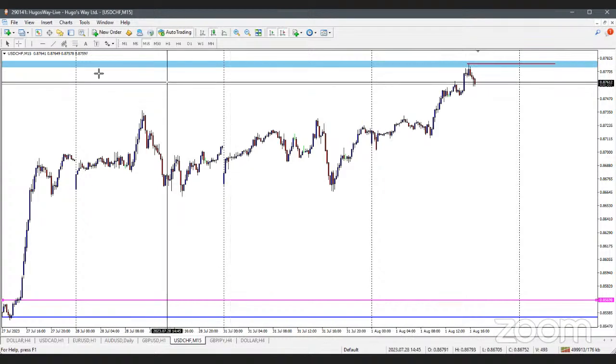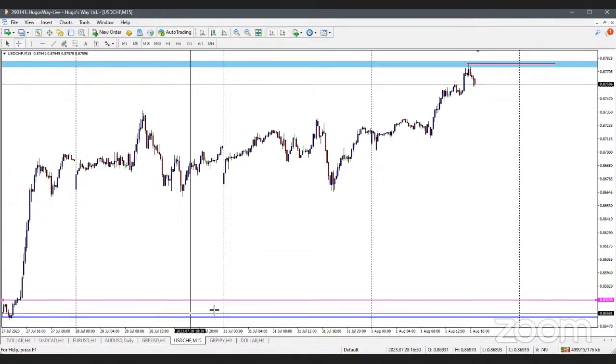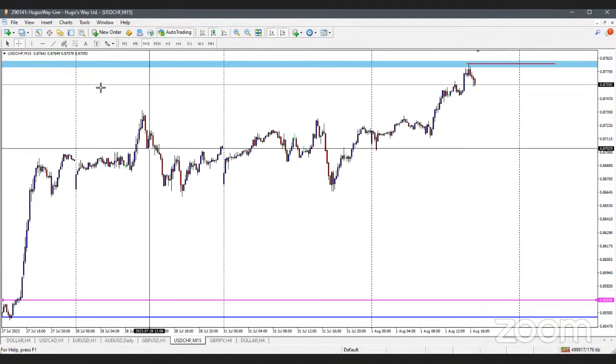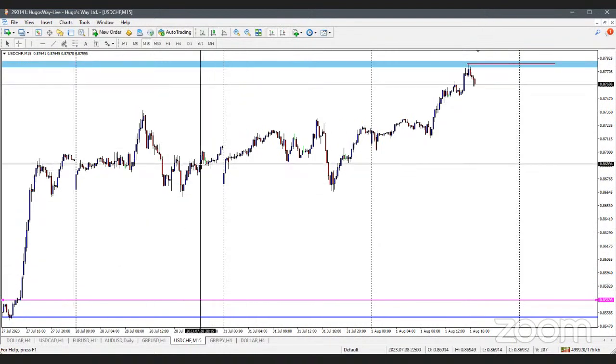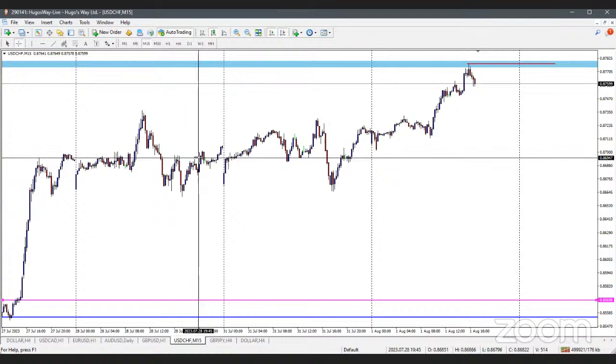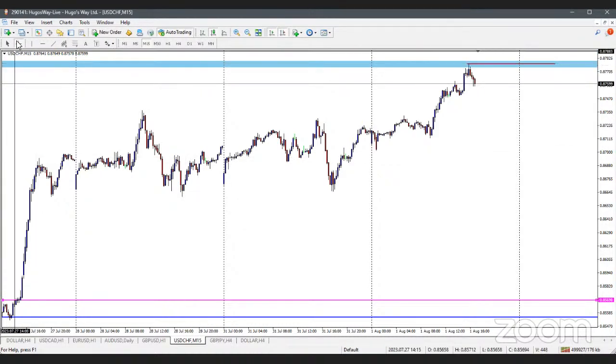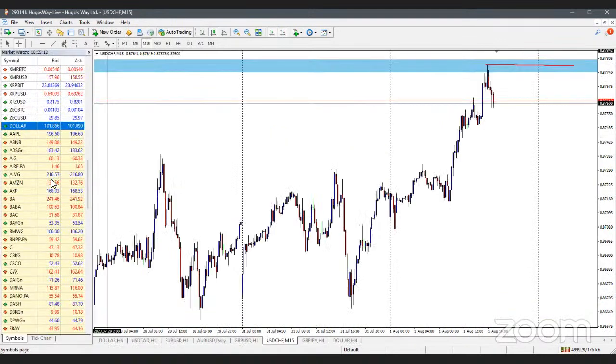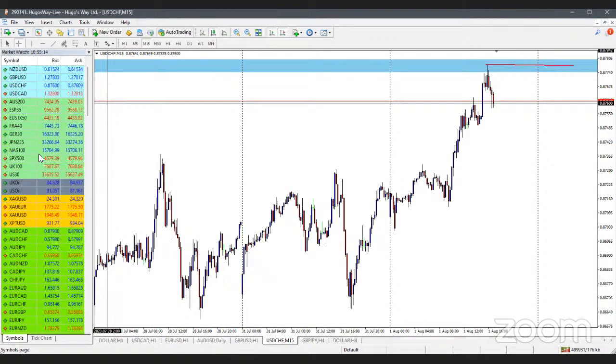Looking at the major pairs, especially the ones that have the highest affinity to the dollar index, which is USD CHF, it has the highest affinity by default to the dollar index. I would like to see what the price is going to do here. So that's that point. Let's look at some others.